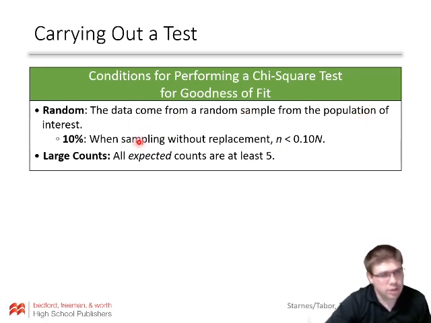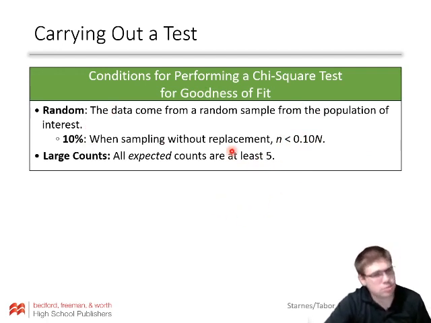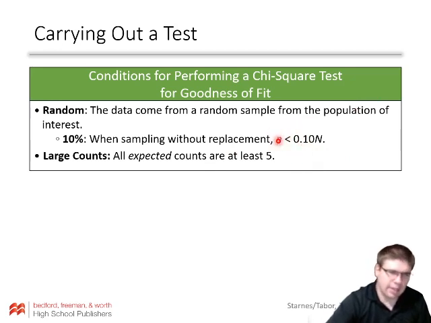And then the other same condition: when we're sampling without replacement, we need to check the sample size is less than 10% of the population. This wouldn't matter for the die rolling example because you can roll a die forever and ever and ever in theory. We don't have to check that unless we're sampling without replacement.